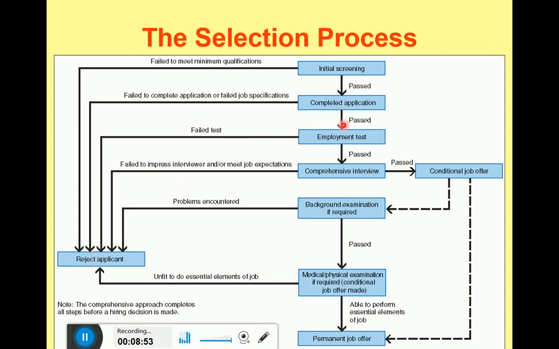But if the candidate passes, so the person will be moved to the next step, that will be employment test. Here I'm not going to explain these steps in detail. Here I'm just going to explain the process, that if any of the individual passes the initial screening test in that step, so the person will move to the next step, that is completed application form. If the person passes here, then the person is moved to the next step, that is employment test. If the person passes here, so the person will be moved toward the comprehensive interview. If the person fails here, the person will be rejected.